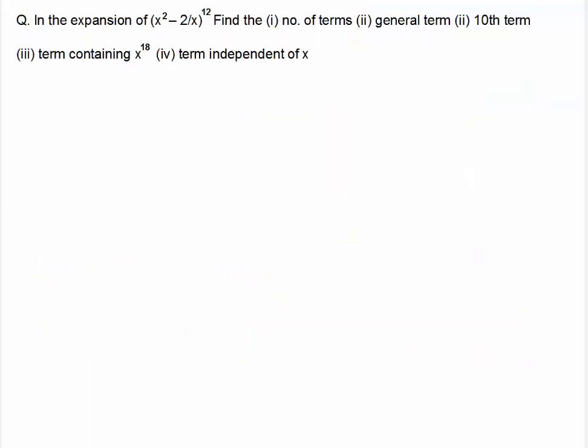Now let's look at another question. In the expansion of (x squared minus 2 by x) whole to the power 12, we have to find a couple of things. So let's just write down what we just saw. (X plus y) the whole power n. The general term of this is T r plus 1, which equals nCr x to the power n minus r y to the power r.